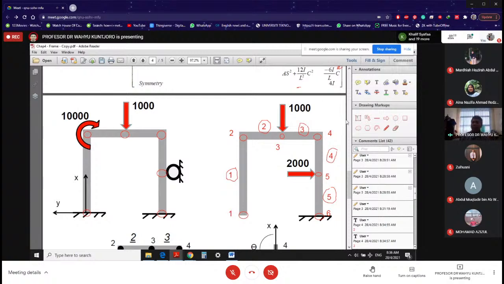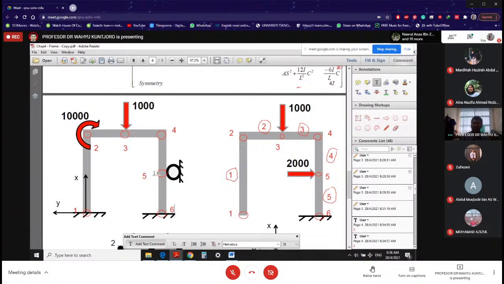So we are going to put numbering. 1, 2, 3, 4, 5, 6.